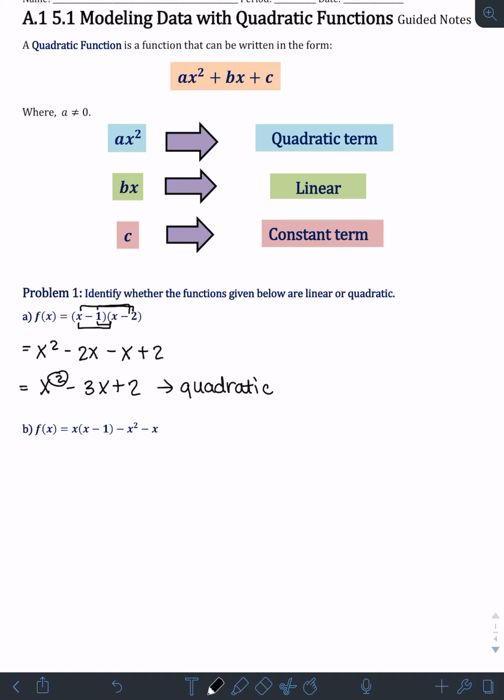For b here, we have x times x minus 1 minus x squared minus x. So what I'm going to do is distribute the x. So x times x is x squared. X times negative 1 is negative x. Then I have negative x squared and minus x. So since I have a positive x squared and a negative x squared, those are going to cancel out. I'm going to be left with negative 2x, which is going to give me a linear function.